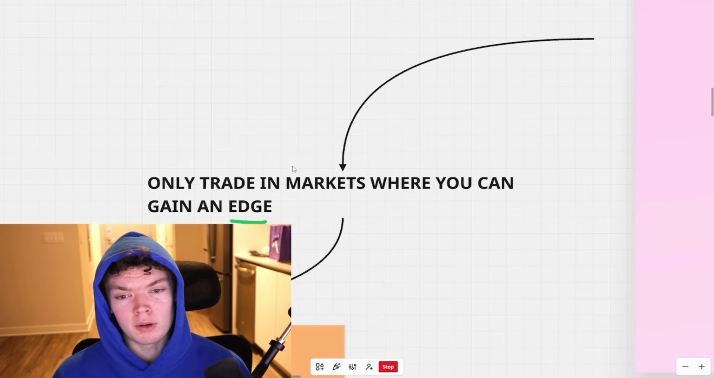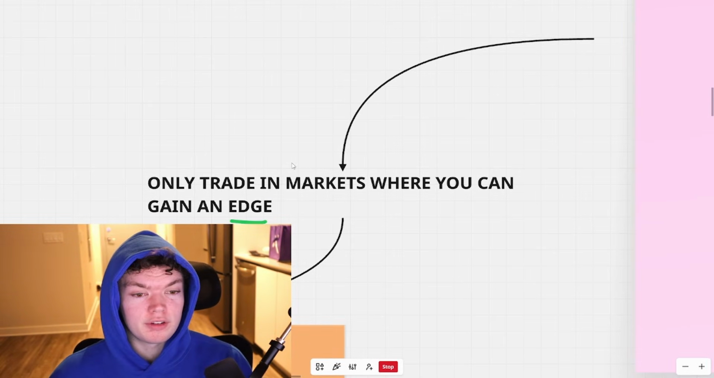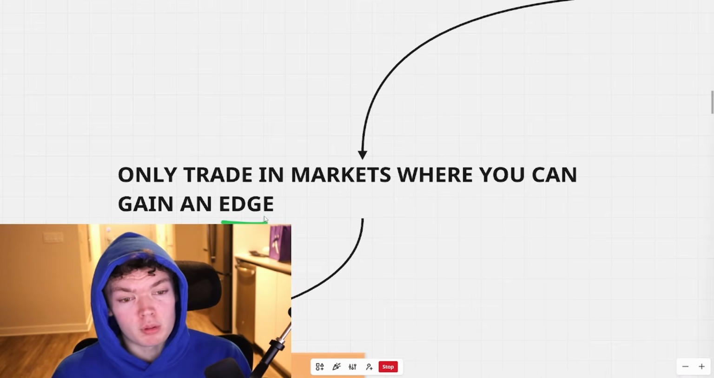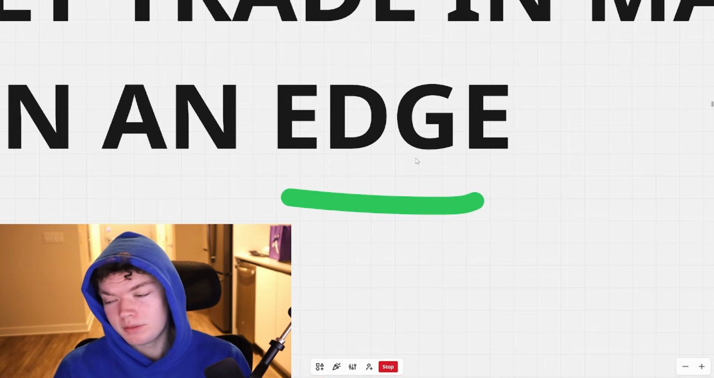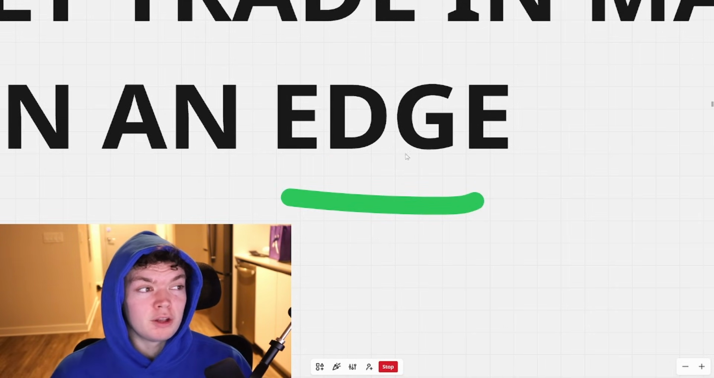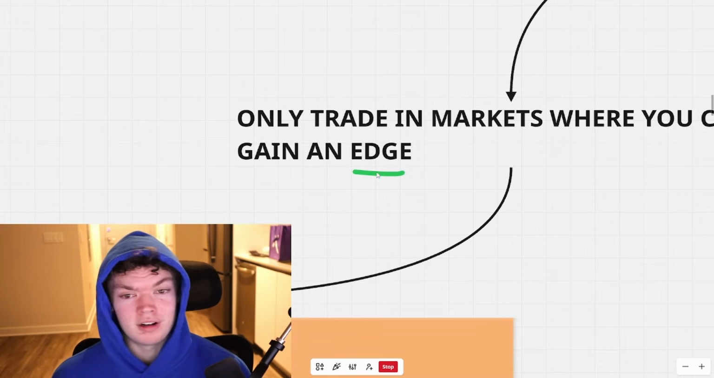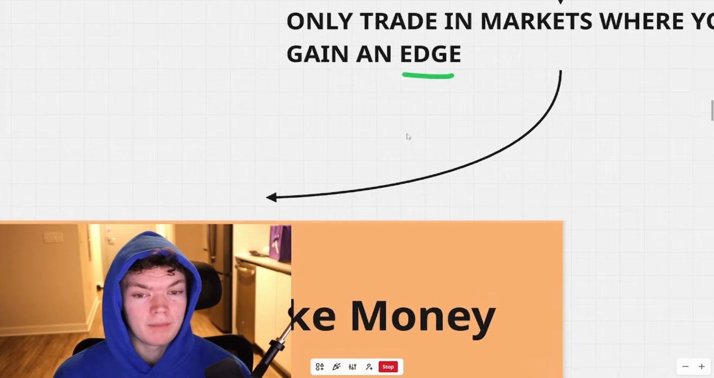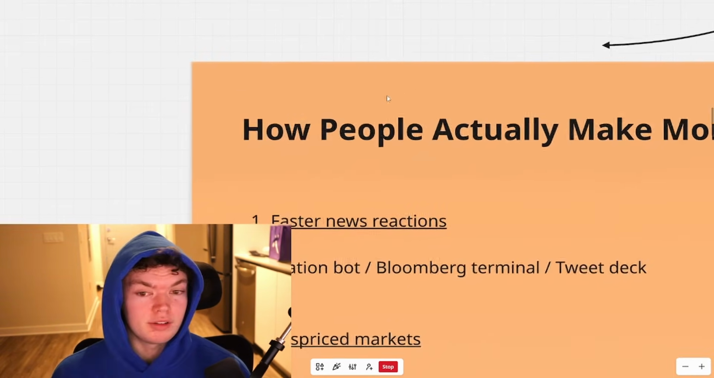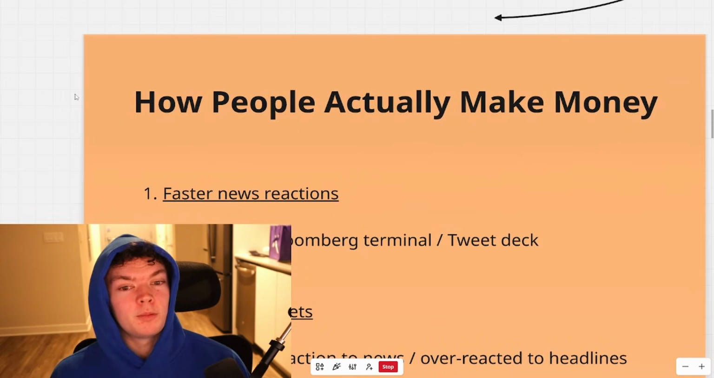But most importantly, only trade in markets where you can gain an edge. Edge is the big important word here, okay? If you don't have an edge, then you're gambling, over time. Edge is very important. So how do people actually make money with edges?